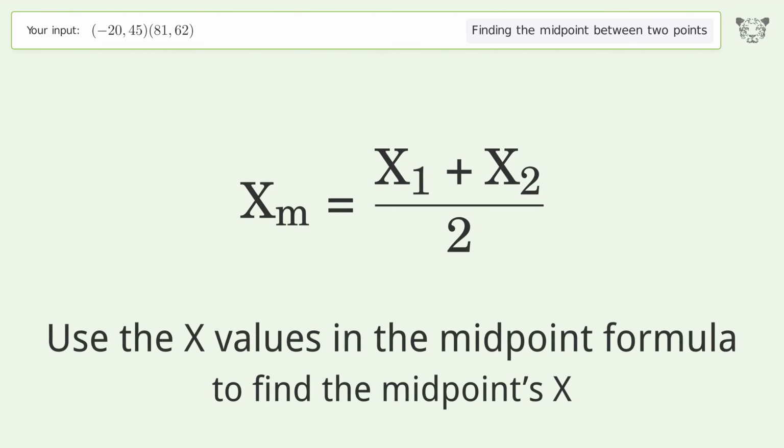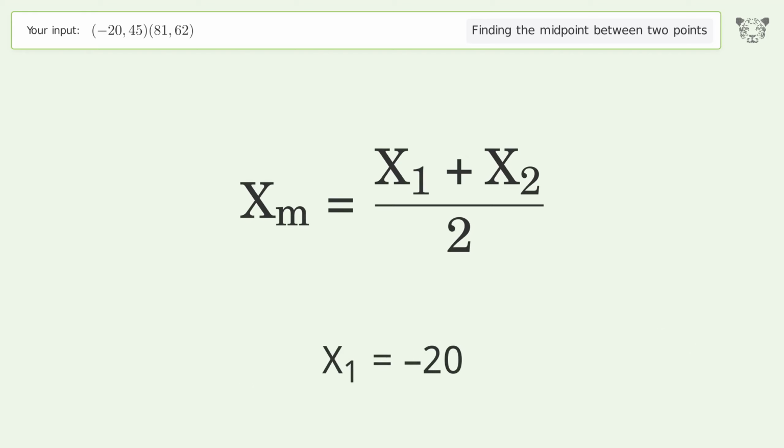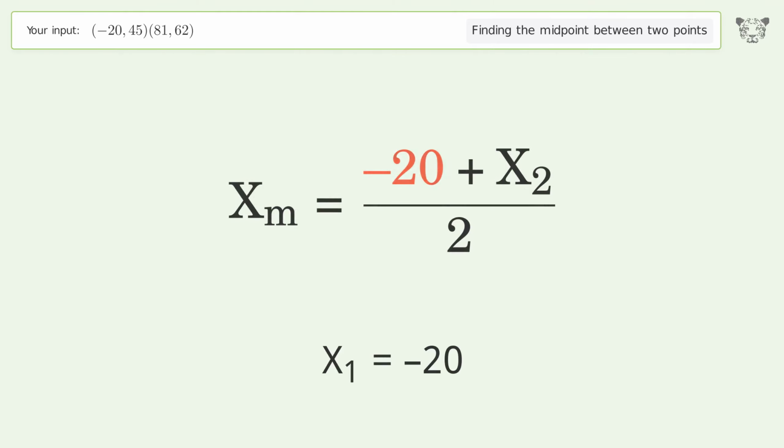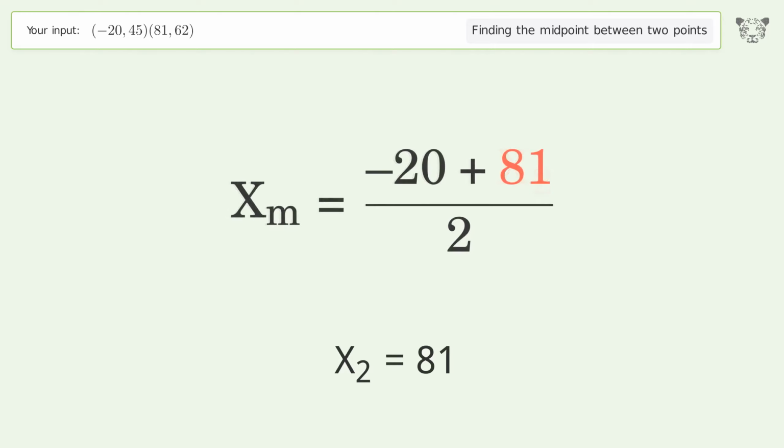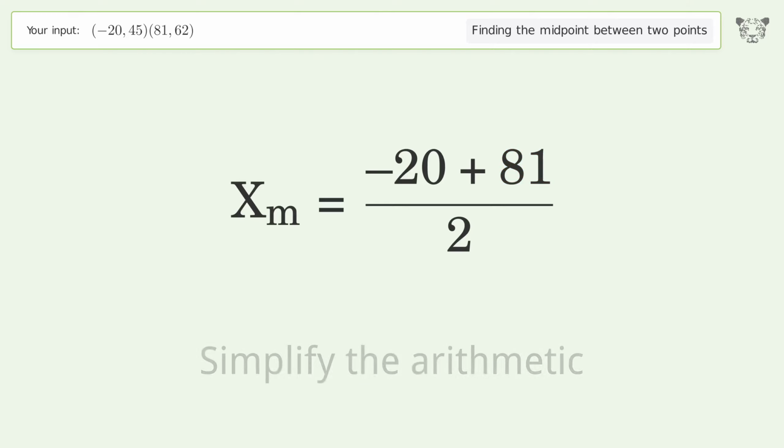Use the x values in the midpoint formula to find the midpoint's x. x1 equals -20. x2 equals 81. Simplify the arithmetic.